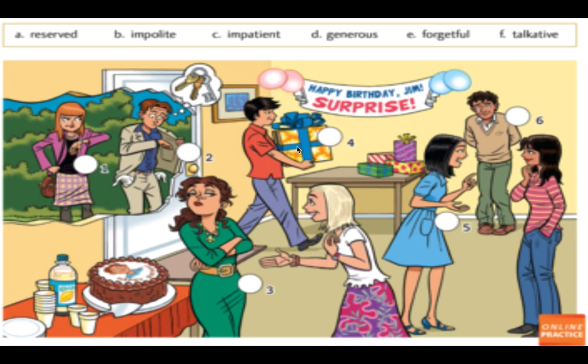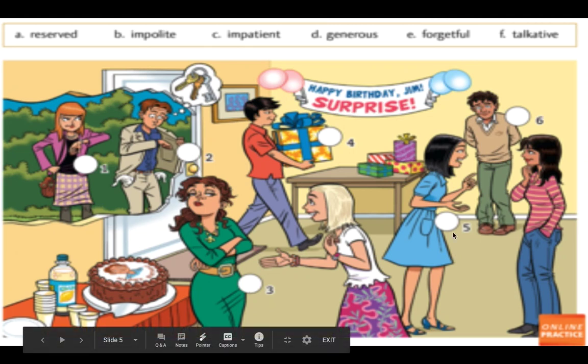He's giving a present. Is it his birthday? He looks nervous. What is he doing? He's looking in his pockets. He's trying to find his keys. He's coming home, and they have a surprise for him. So at this party, there are 8 different people, and they have some kind of personality.